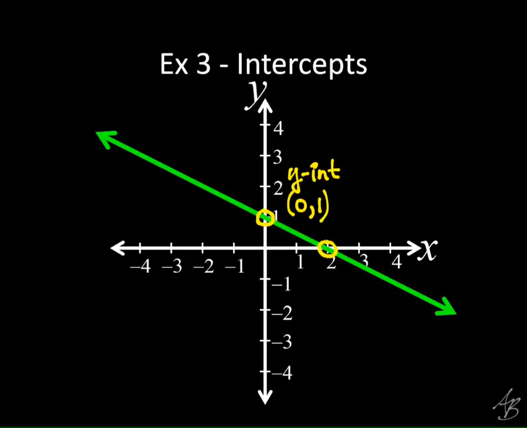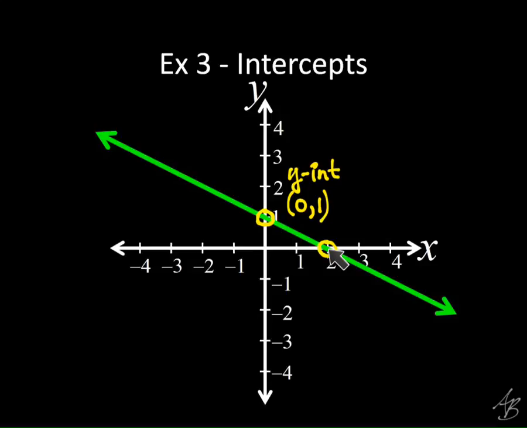I want you to notice that when we get the y-intercept, the y value is the number where it crosses the y-axis, right? So the line crosses the y-axis at 1, so that's our y value. The other number is always going to be 0. So if we're doing a y-intercept, we're going to have a number for y, and the other number, the x, is going to be 0. If we're going to do the x-intercept, we're going to have a number for x, and the y is going to be, what do you think?